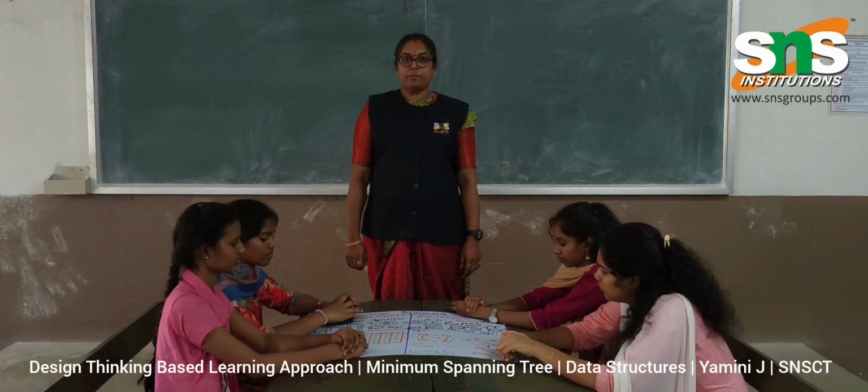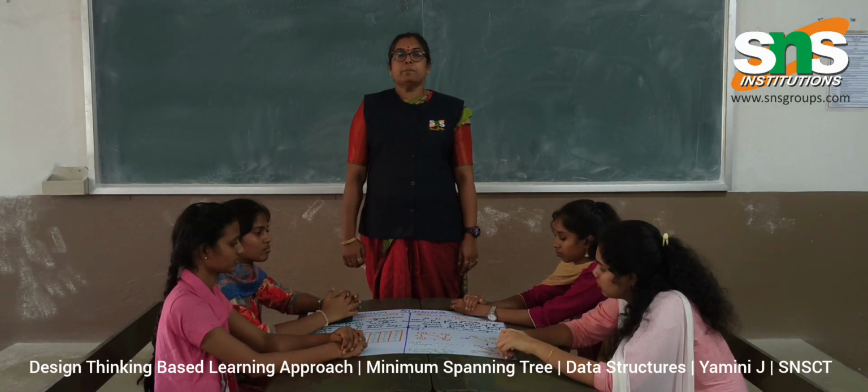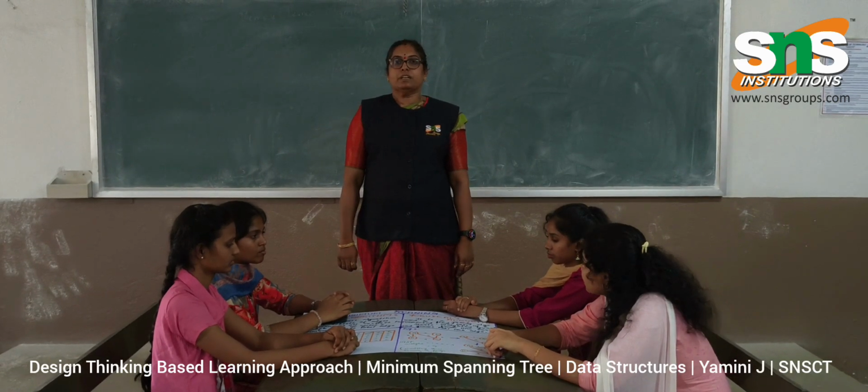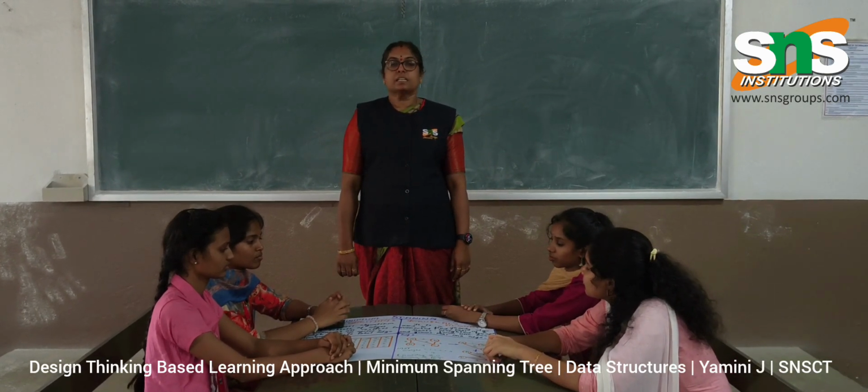Today we are going to discuss MST. MST means Minimum Spanning Tree. There are two types of Minimum Spanning Tree. The first one is Prim's, the second one is Kruskal's.